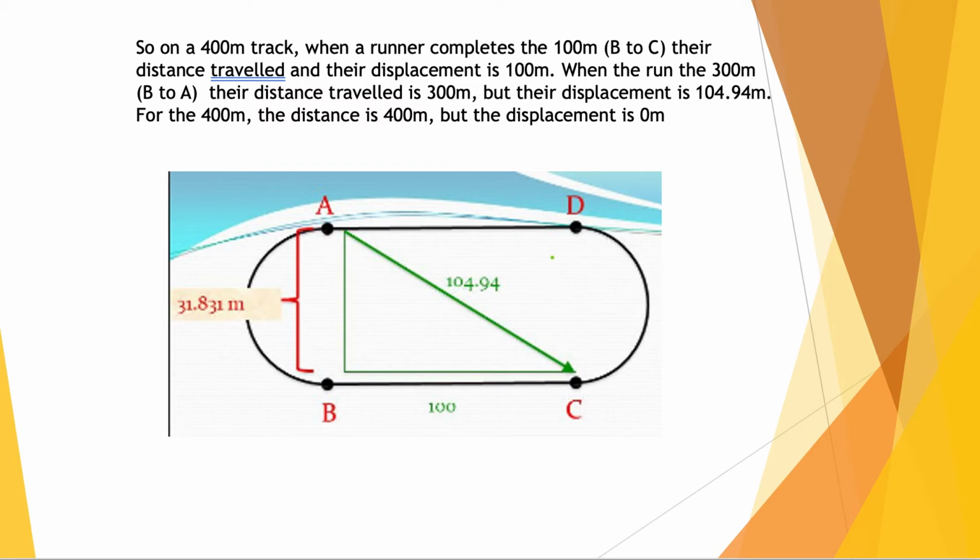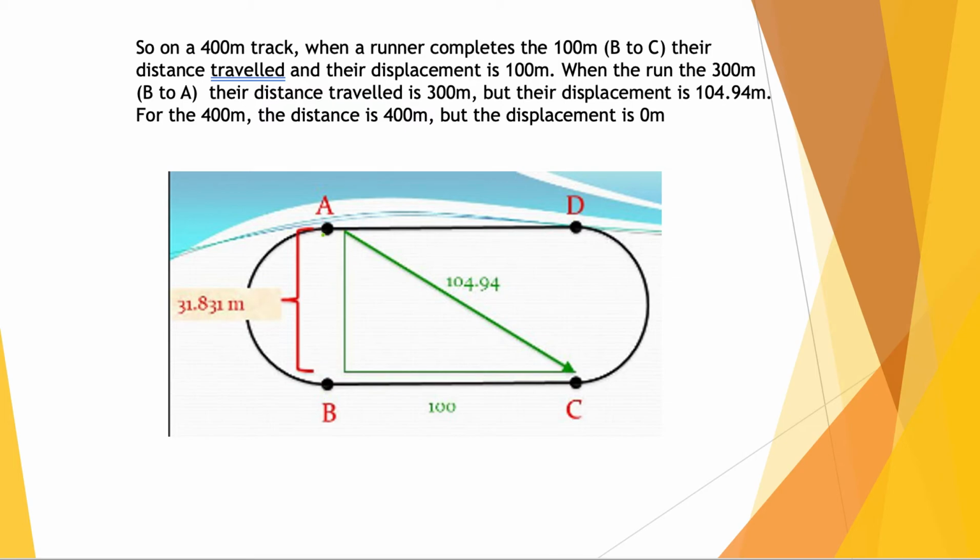It becomes interesting on things like a 400-meter track and a 25 and 50-meter swimming pool, because the distance and displacement are then very different. So on a 400-meter track, when a runner completes the 100 meters from B to C, their distance is 100 meters and their displacement is also 100 meters. When the runner runs the 300 meters from B round to A, their distance travelled is 300 meters, but their displacement would be whatever this is here. I'm not sure. Oh, I need to do Pythagoras.